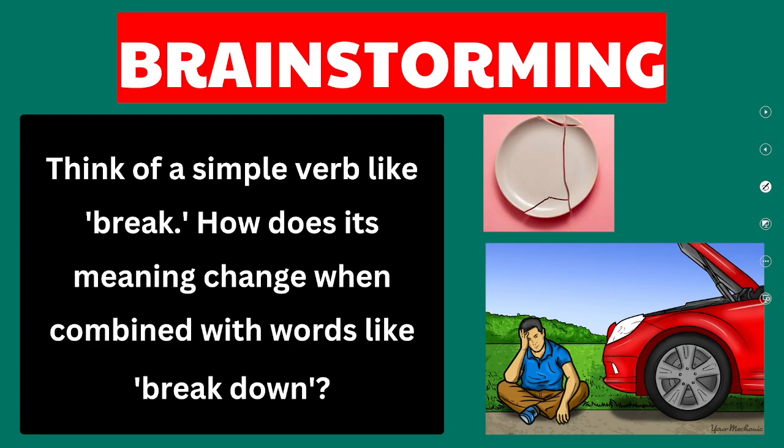Let's do our brainstorming. So think of a simple verb. Verbs are the words which are considered action words, or they describe an event, an action, or some type of happening, like break. So break is a verb. Have you ever listened to that? Yes, you have. Like we can say that something which is broken is actually referred to by this verb.